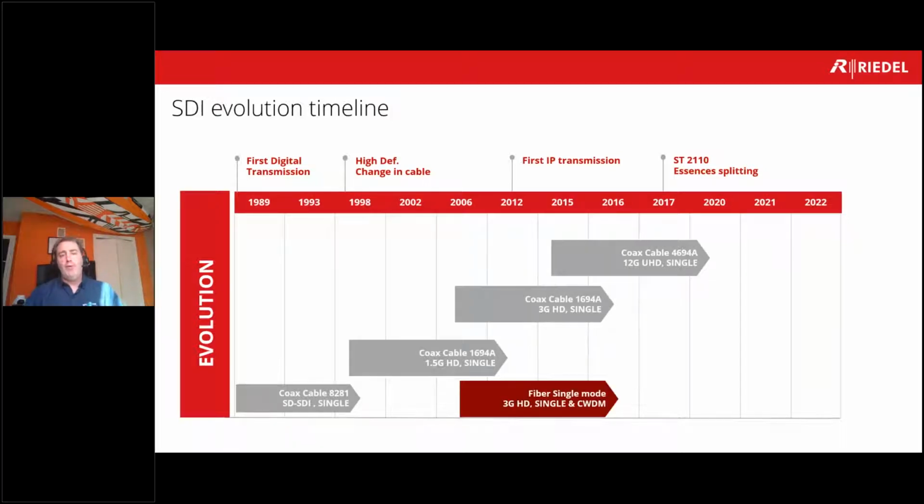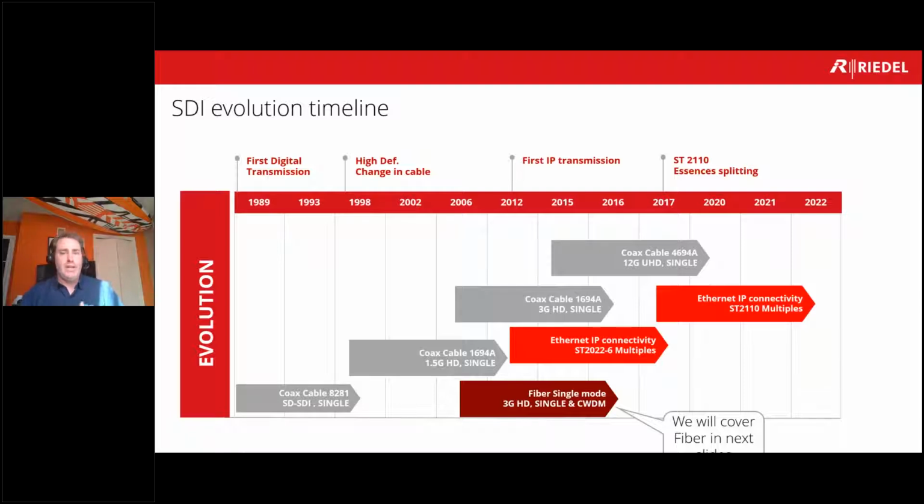Then the fiber standard, SMPTE 297, was released in 2006, enabling us to do single mode and multi-mode, which was not that popular in broadcast, a little bit more in the media space. This also enabled us to do CWDM, and I will really come back to this CWDM in the next slides.